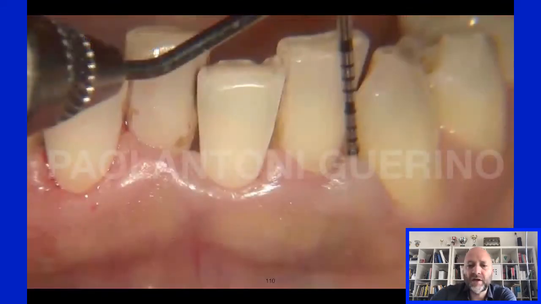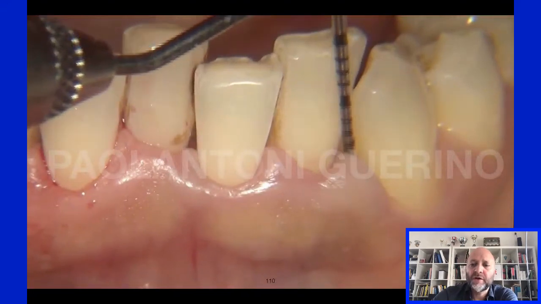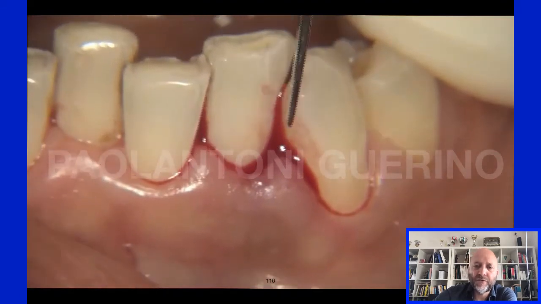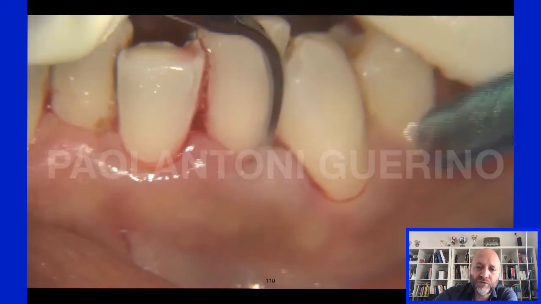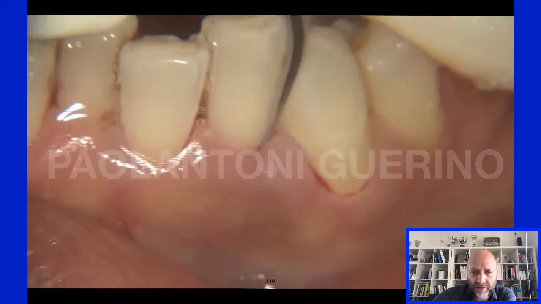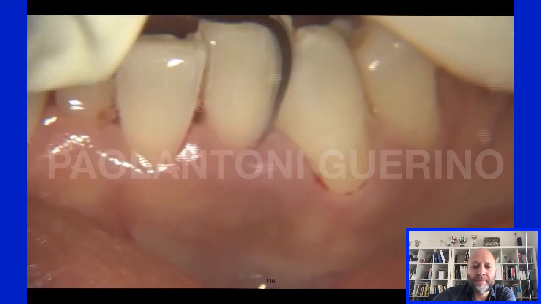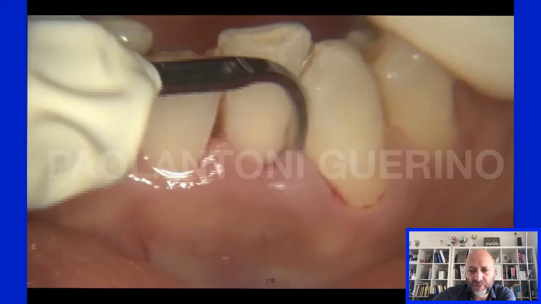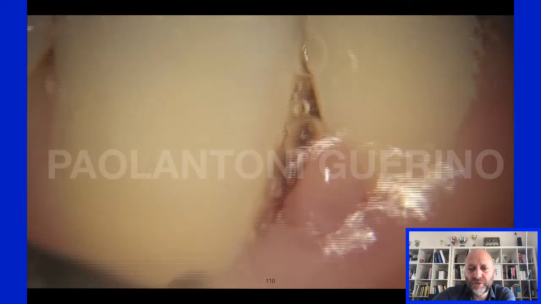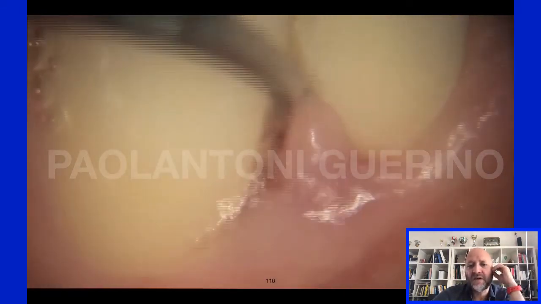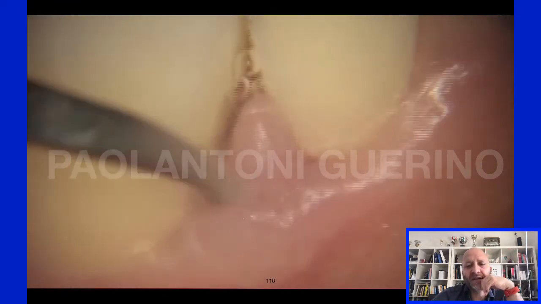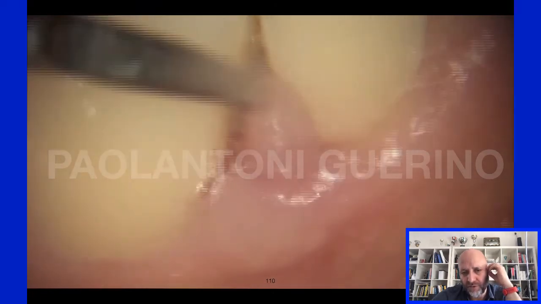We can realize this mini-invasive approach on the upper and then the lower side. It's more difficult to remove the calculus when we have a thick biotype like this. We have a very deep pocket, up to 10 millimeters in the different aspects. We use alternatively, even both, curette, micro curette, and the ultrasonic devices.